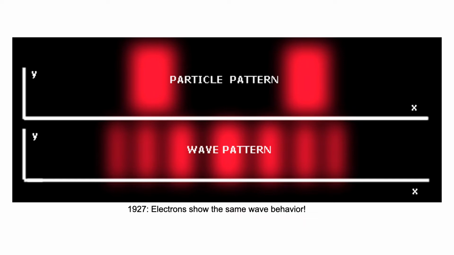That's really strange. It's not only light that behaves like a particle and a wave, but electrons also behave like a wave, even though we know them to be discrete.